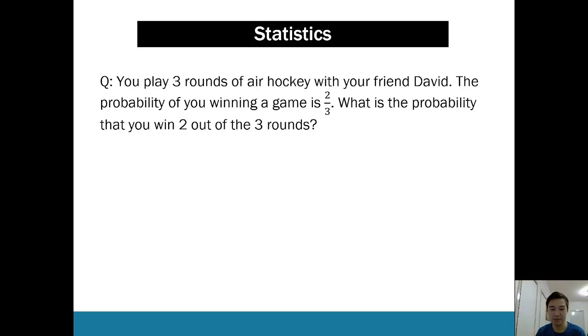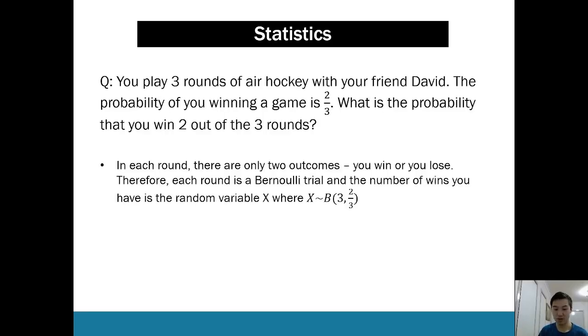For example, we're asked: if we play 30 rounds of air hockey with our friend David, and the probability of you winning a game is 2/30, what is the probability that you win 2 out of the 30 rounds? Well, in each round, there are only 2 outcomes. You either win the round or you lose the round. So each round of air hockey can be considered a Bernoulli trial. Therefore, the number of wins is the random variable X, where X is binomially distributed with 30 Bernoulli trials and the probability of success in each trial being 2/30.